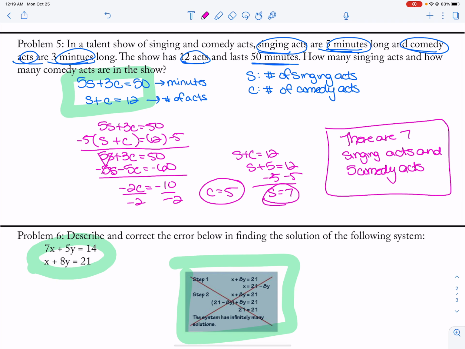Okay, so make sure when you do word problems that you're actually answering the question that's there. It just doesn't make any sense to write this as a coordinate point because we're not actually graphing anything. We're trying to solve for the number of singing acts and the number of comedy acts. So I do want it to be in a complete sentence. Okay, and that's it for this section.